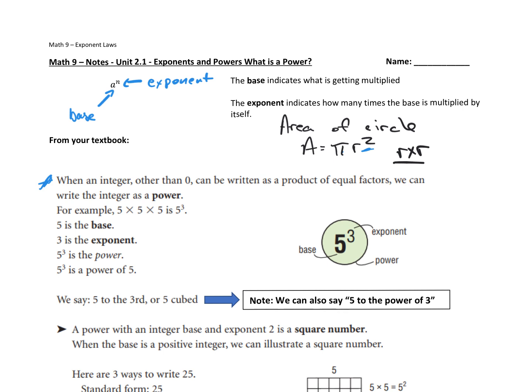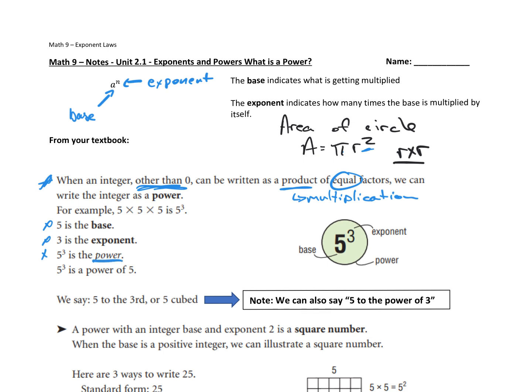This is an example, a clip from your textbook. When an integer other than 0, and that's important, can be written as a product, so we're talking about multiplication, of equal factors, so it's always the same factors, we can write it as a power. For example, 5 times 5 times 5 is 5 to the 3. That's 5 to the power of 3, or 5 to the third. So 5 is the base, 3 is the exponent.